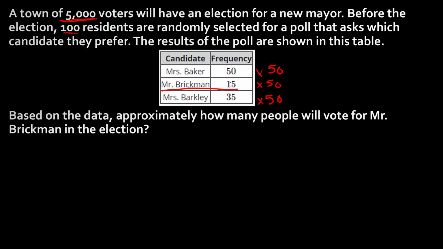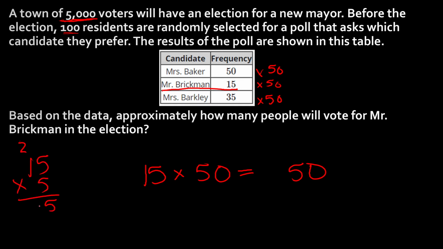Mr. Brickman had 15 votes in this small poll. So if I take 15 and multiply it by 50, that tells me how many people are going to vote for Mr. Brickman. You can type this into a calculator if you would like. 15 times 50 is 750. Make sure you use a calculator and double check.